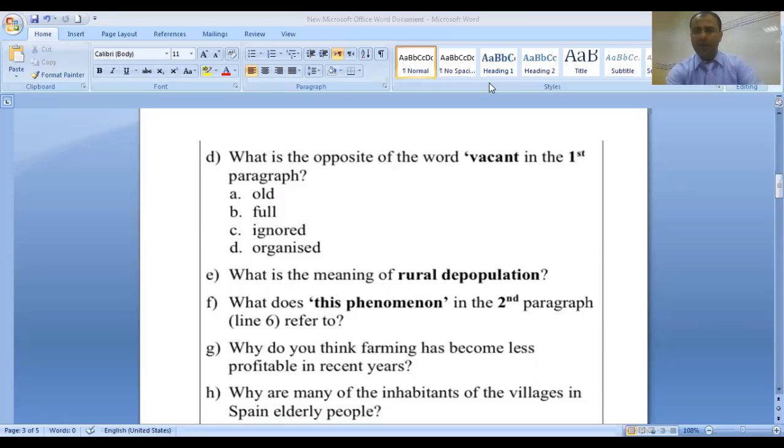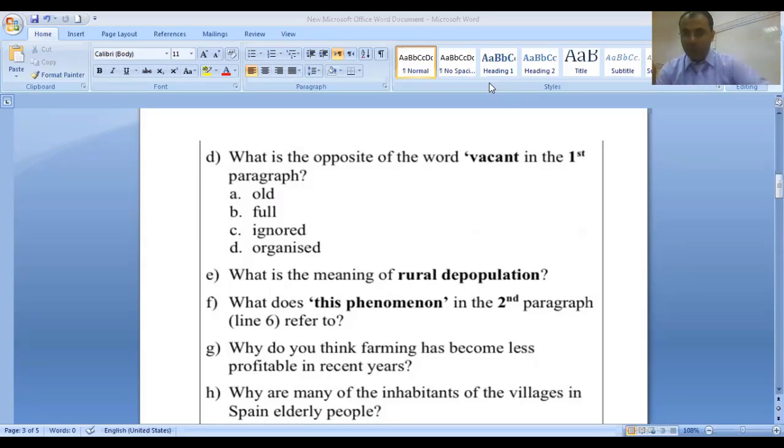Someone is raising hand here. Hamad, my dear Hamad, you are talking only to me. No one is saying or listening to you. Hamad, just pay attention to me.